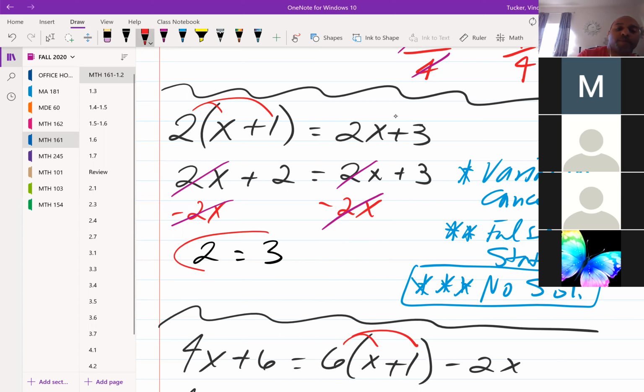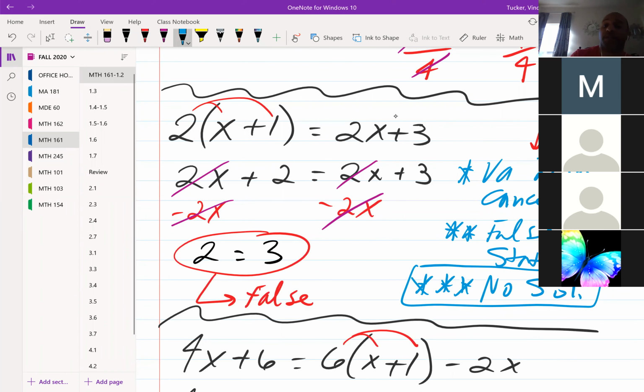Now, this statement right here is false, right? Because of course 2 is not equal to 3. So that's when we get into what happens over here in the blue. When your variables cancel, you end up with a false statement. Your answer is no solution. So that will always be the case, if your variables cancel and you end up with a false statement.